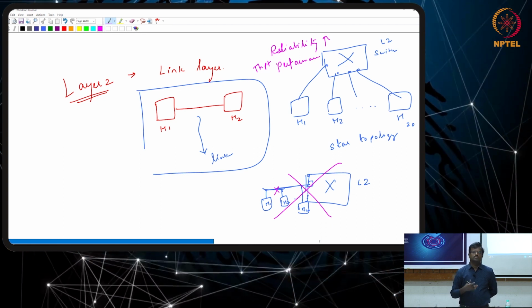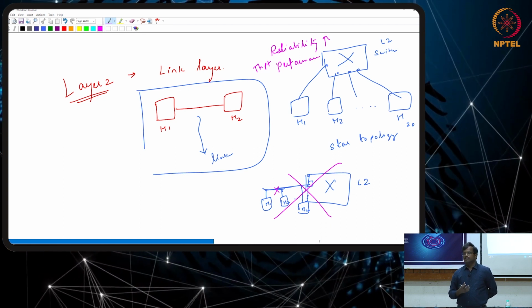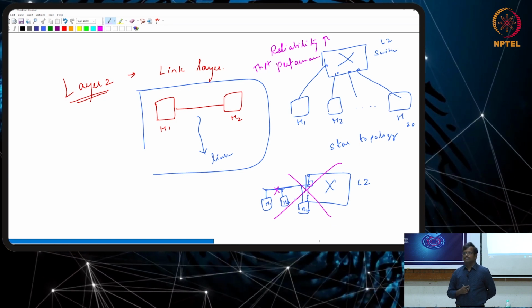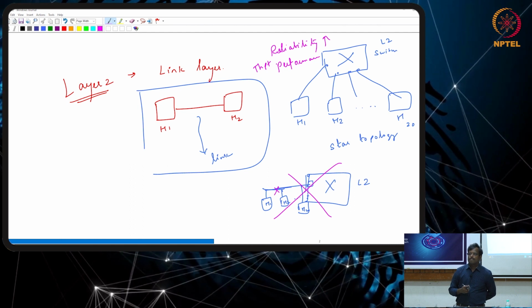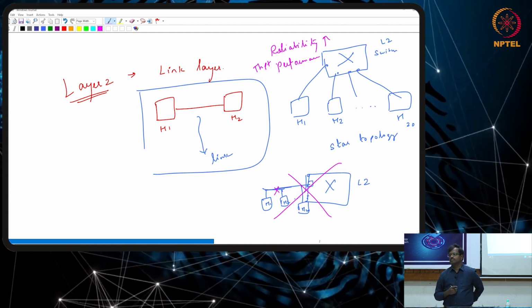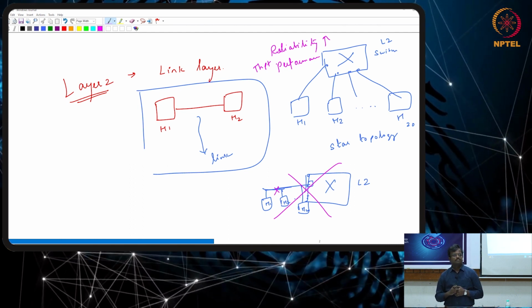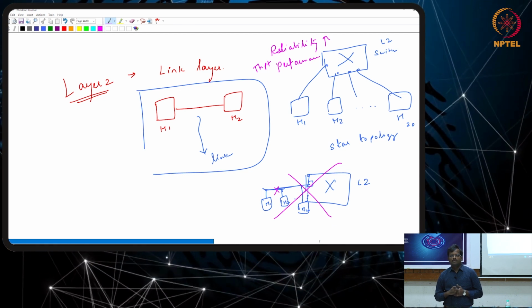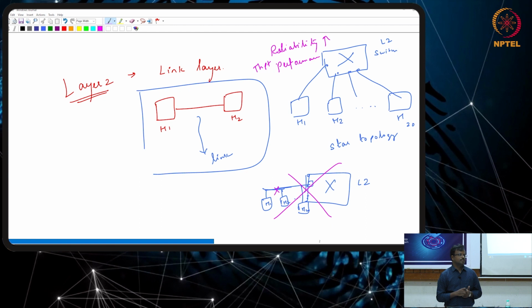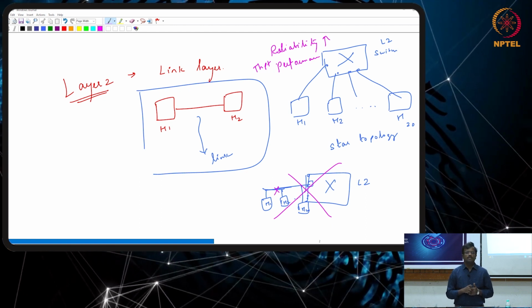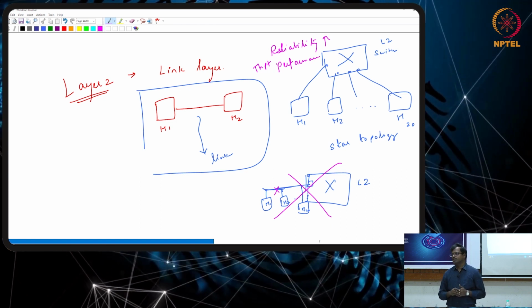Okay, which essentially represents what? What do you mean by a throughput? What is a unit for throughput? What's the basic unit of throughput? Throughput is rate. Rate is bits per second. Okay, how many bits I can push per second.